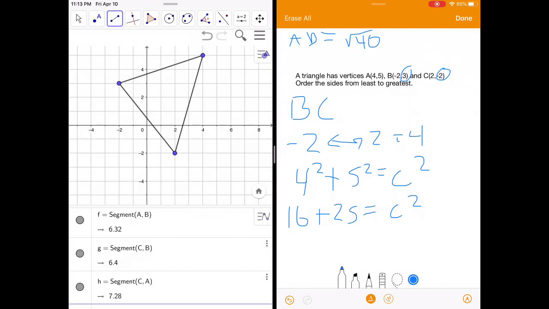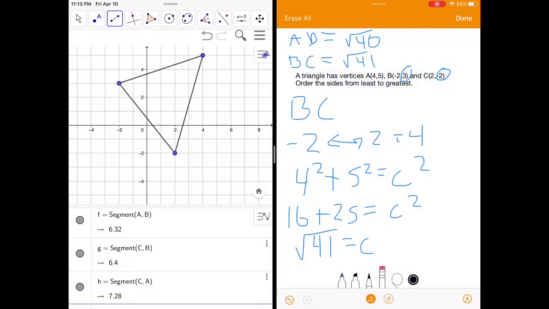And that gives us 41. And that equals c squared. So to figure out what c is, we're looking at the square root of 41. So BC is exactly the square root of 41. It's just a little bit longer than what AB is.